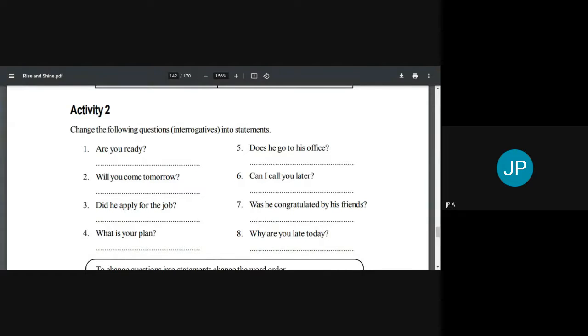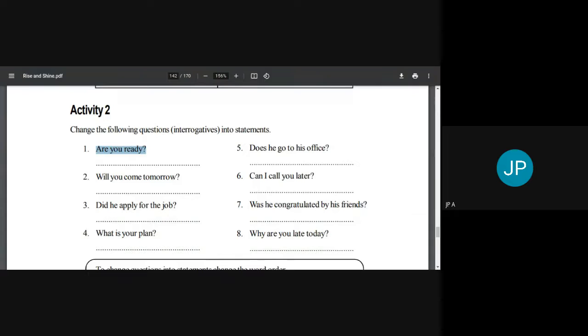So how do we change a question into a statement? So, are you ready? It is easy to change it into a statement. This can be easily changed into a statement by just changing the word order. Not all sentences can be changed that easily, but most of these sentences can be easily changed. How can I change it into a statement? I can simply remove the question mark and then change the word order. Then it becomes a statement. Are you ready becomes you are ready.